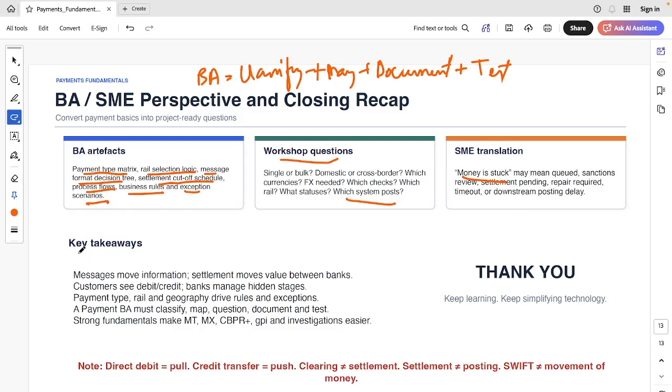Before ending this video, let's quickly recap the key takeaways we have covered in this session. Messages move information, settlement moves value between banks, customers see debit and credit, and banks manage many hidden stages like payment type, rail, geography type, rules and exceptions. A payment BA must classify, map, document and test. Strong fundamentals make MT/MX, cross-border and basic architecture easier.